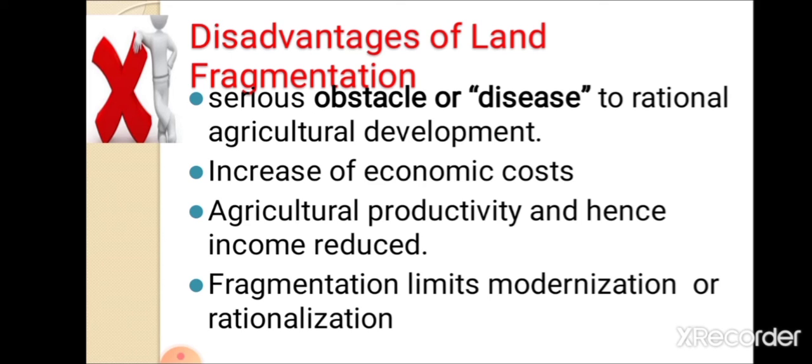After that, next disadvantage is that fragmentation limits modernization and rationalization. So this fragmentation limits the wish of the farmer to modernize or rationalize his land holding by introducing new agricultural techniques such as machinery, irrigation system, fencing, and also prevents the introduction of new crops, disease control, etc. This is due to the small size of land holding.